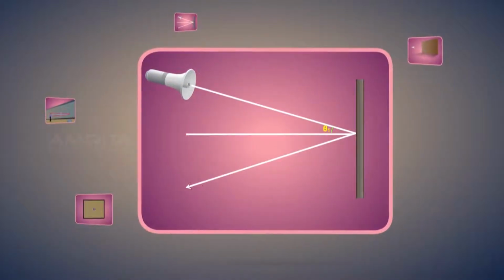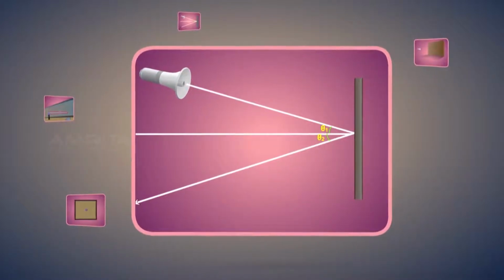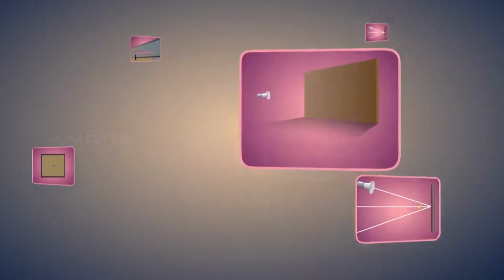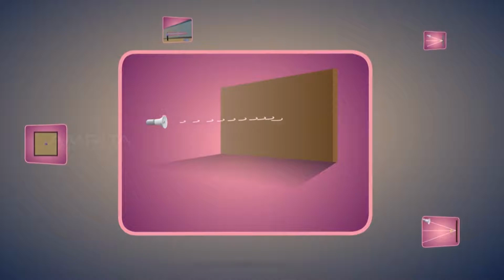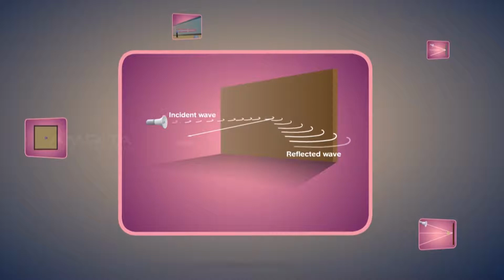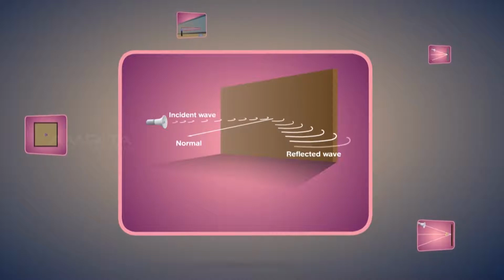The first law of reflection states that the angle of incidence is equal to the angle of reflection. The second law states that the incident wave, the reflected wave and the normal at the point of incidence all lie in the same plane.